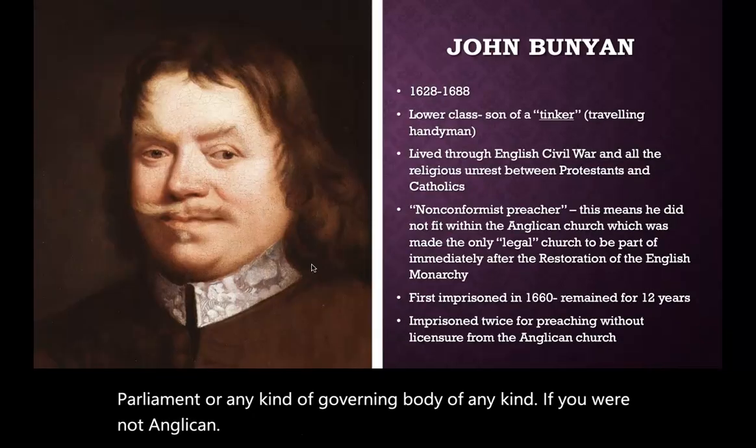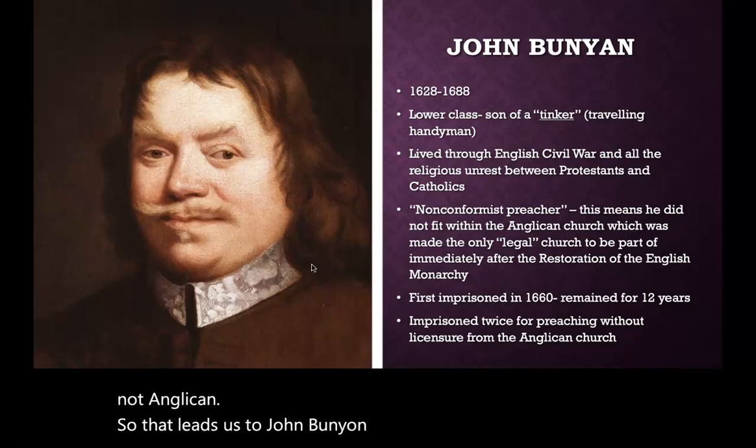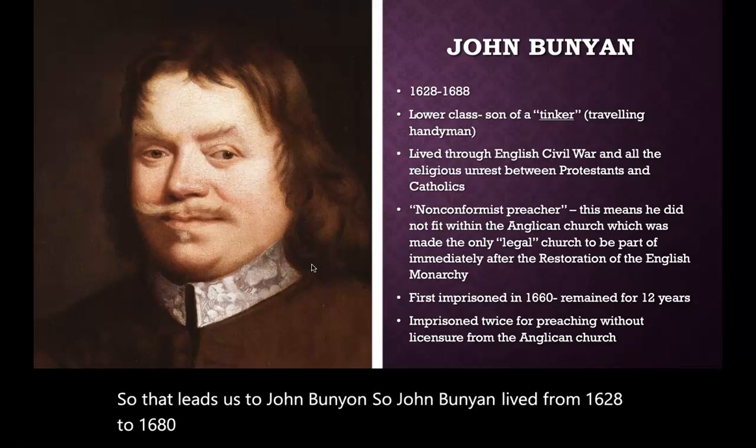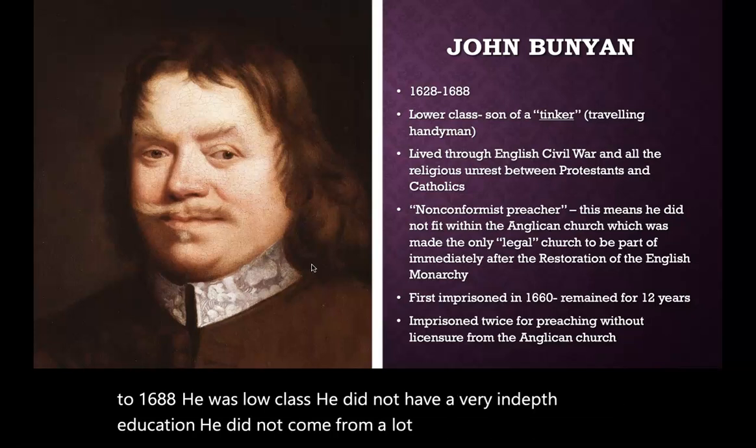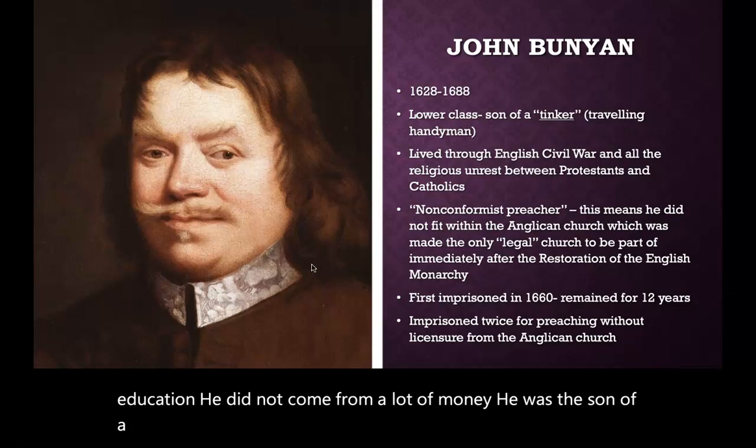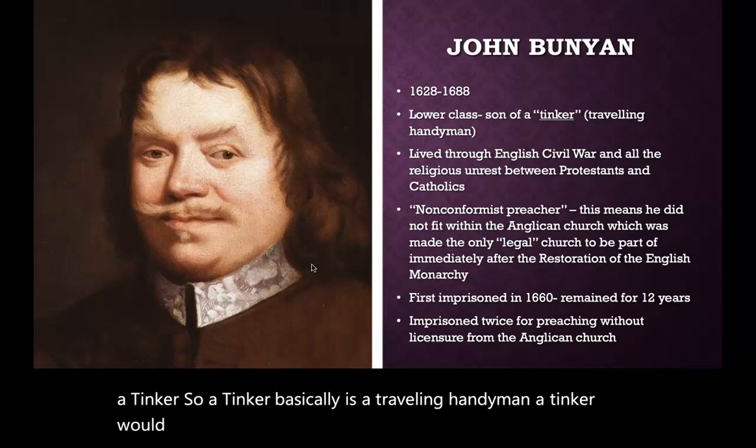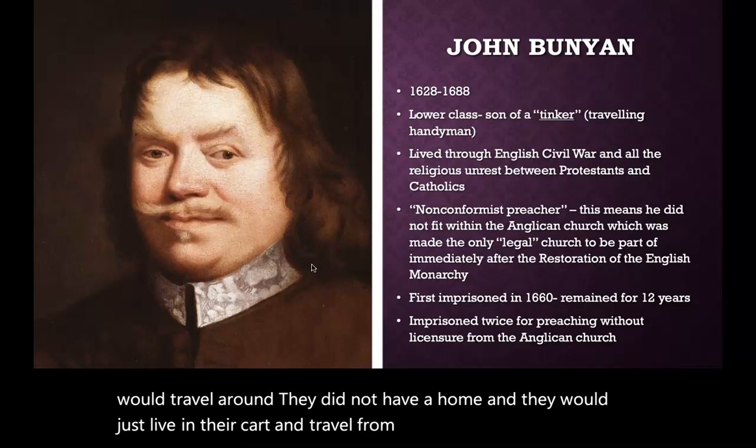So that leads us to John Bunyan. John Bunyan lived from 1628 to 1688. He was low class. He did not have a very in-depth education. He did not come from a lot of money. He was the son of a tinker. A tinker basically is a traveling handyman. A tinker would travel around. They did not have a home. They would just live in their cart and travel from village to village.